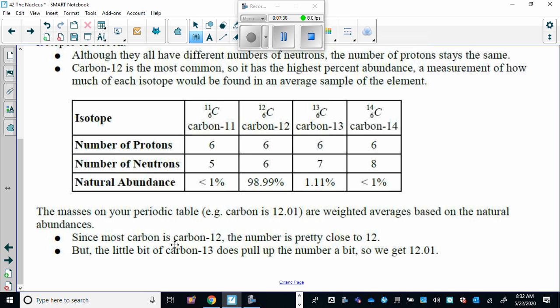There are other forms of carbon. We have carbon-11, carbon-13, carbon-14. This gives you the relative percentages or abundance. And as we said, carbon-14 is used for carbon dating, and so on. So an isotope is simply the same element that has a different number of neutrons. Remember, if it has a different number of protons, then it's not the same element. It's a different element.